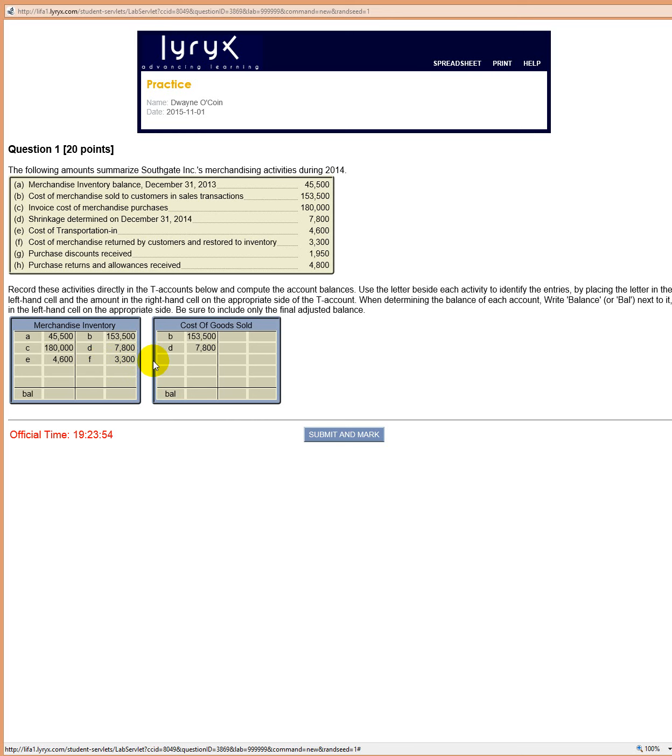Now that was returned by our customers, so presumably what was cost of goods sold is no longer cost of goods sold. So that is going to, whoops, let me put that on the right side here. That's going to reduce our cost of goods sold. I need to get rid of that. Okay. And then purchase discounts received. Purchase discounts reduces the cost of inventory by 1,950. And purchase returns and allowances also received reduces the cost of inventory for the 4,800.